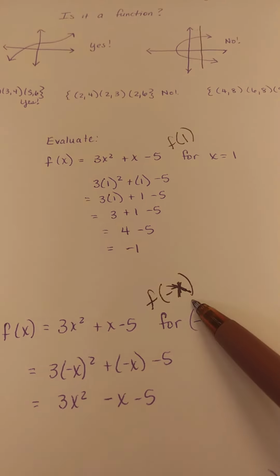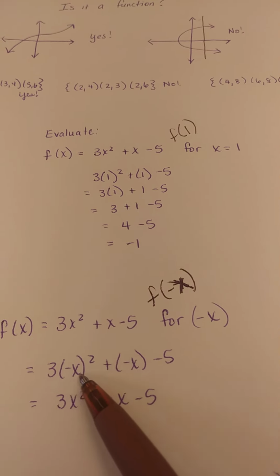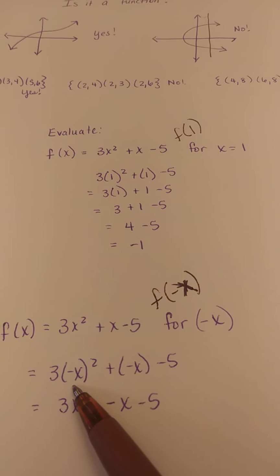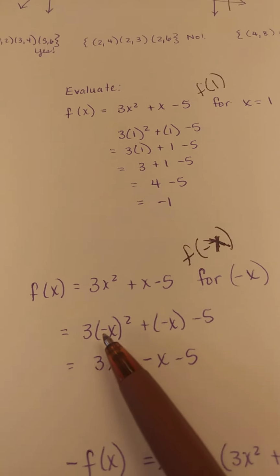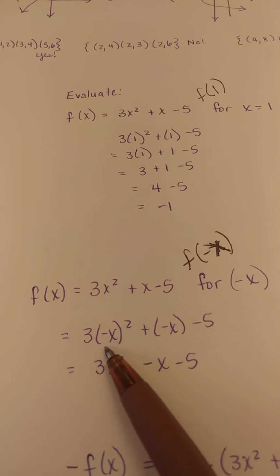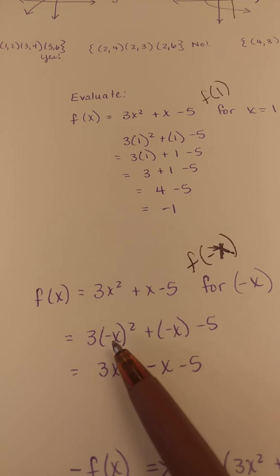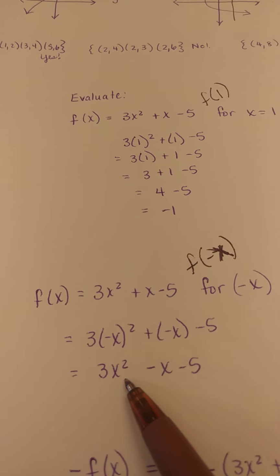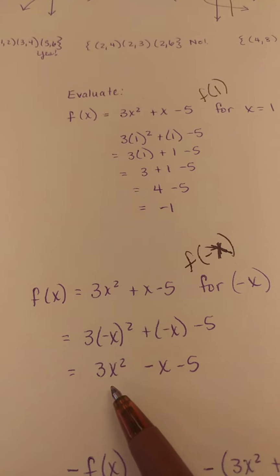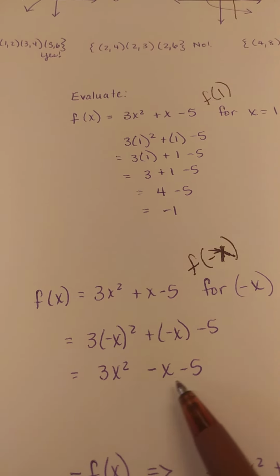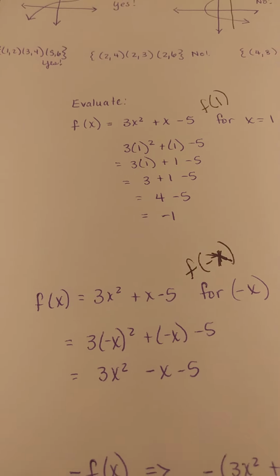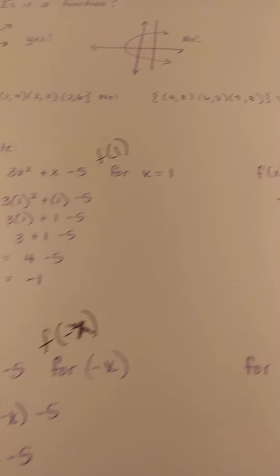Okay, so I put in the negative x. That's, again, the parentheses matter. 3 times negative x squared plus negative x minus 5. So that means here I get negative x squared is negative x times negative x, which is positive x squared. So I get 3x squared minus x minus 5, and I'm finished. When we're not putting a number in, sometimes there isn't much simplification to do.